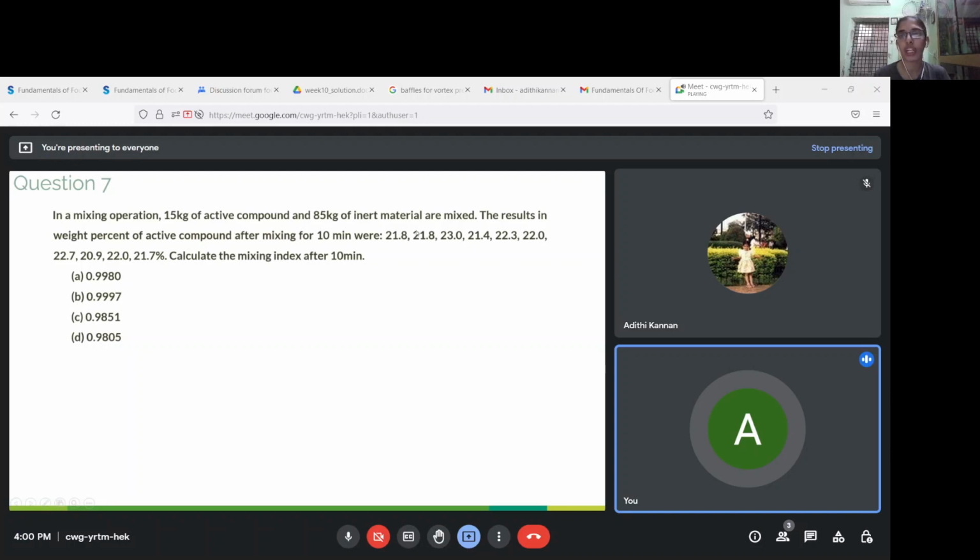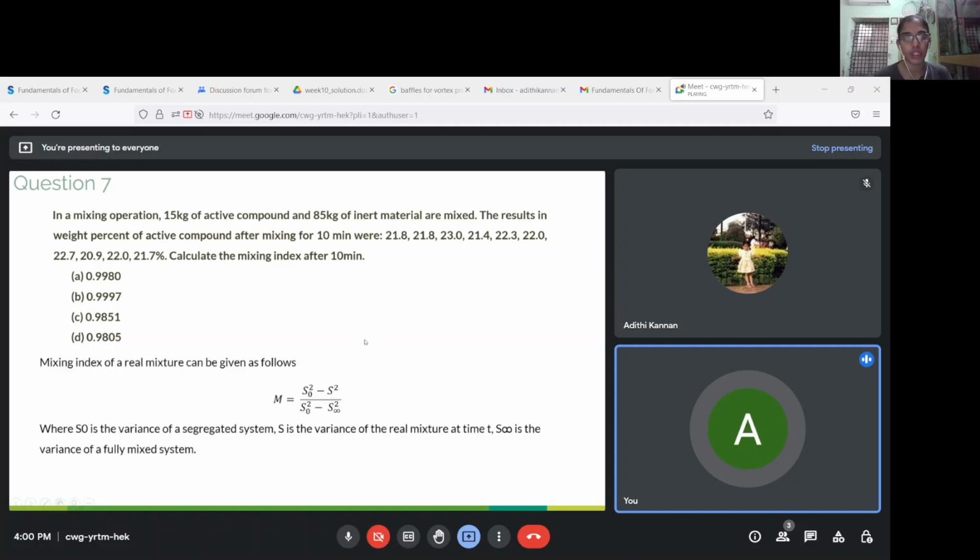So you can see here there are 10 different samples taken at time t equal to 10 minutes, and in each of these samples you are measuring the fractional percent of your active compound. We need to calculate the mixing index after 10 minutes, and these are the four options given: 0.998, 0.9997, 0.9851 and 0.9805. So we look at how to calculate the mixing index at a certain time point t equal to 10 minutes.